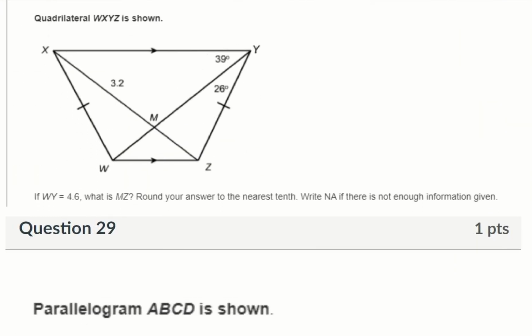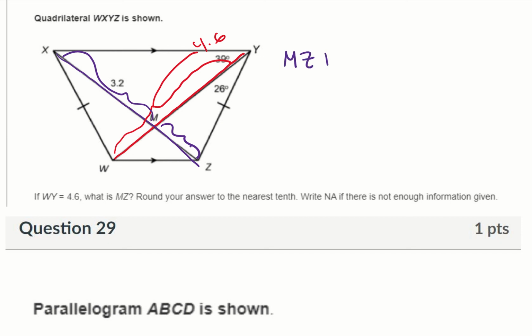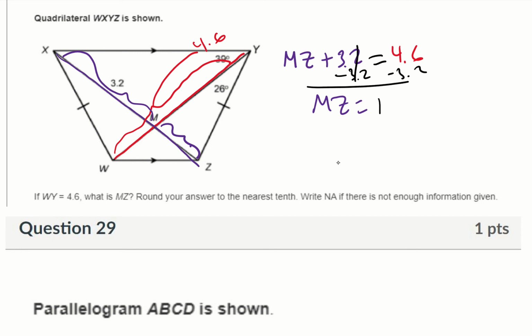All right. So we have what looks like an isosceles trapezoid with two diagonals. We'll label this as the red diagonal and this as the purple diagonal. If WY is equal to 4.6, so WY is this whole thing, what is MZ? So this part right here. We do know that MZ plus this 3.2 part has to be equal to this red part, because the purple diagonal is equal to the red diagonal. So we can use that to solve for MZ. We'll subtract 3.2 on both sides, leaving us with MZ equals 1.4.